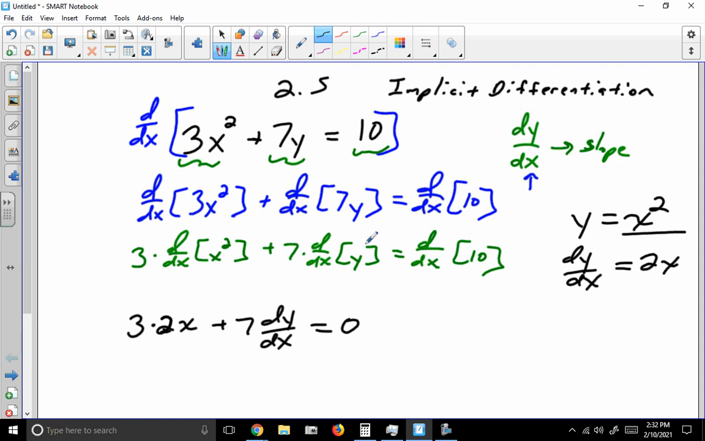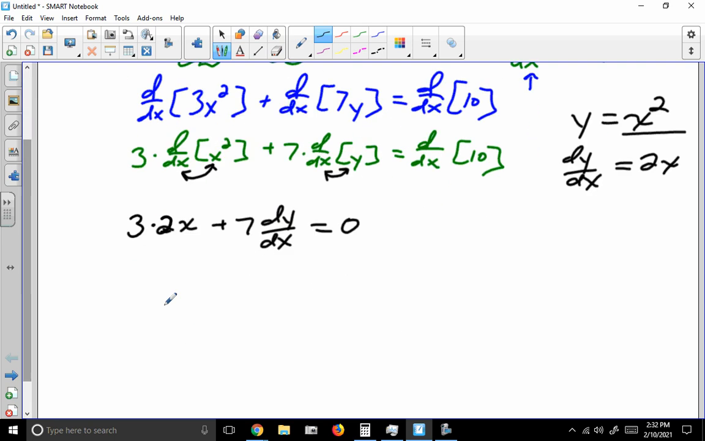Another way we could think of this is that the derivative of y, or a variable by itself to the first power, is 1. If these variables match, then we just simply take the derivative. If these variables don't match, then we have to pick up a dy over dx, or a derivative of that variable with respect to that variable. But for right now, just let's think about it as the derivative of y with respect to x is dy over dx. So that gives us 6x plus 7 dy over dx equals 0.